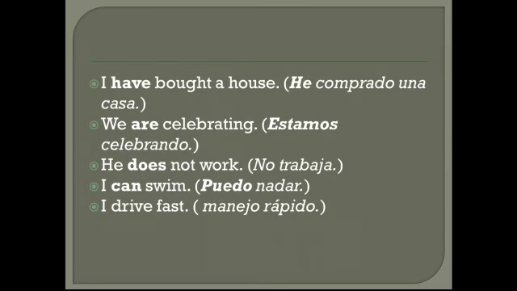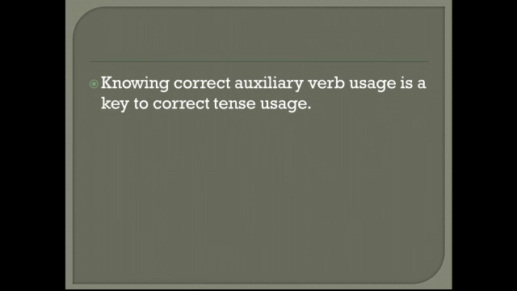Now, let's look at these examples. Auxiliary verbs are in bold. Note that sometimes an auxiliary is used in one language but not in the other. I have bought a house. He comprado una casa. We're celebrating. Estamos celebrando. He does not work. No trabaja. I can swim. Puedo nadar. Drive fast. Manejo rápido.